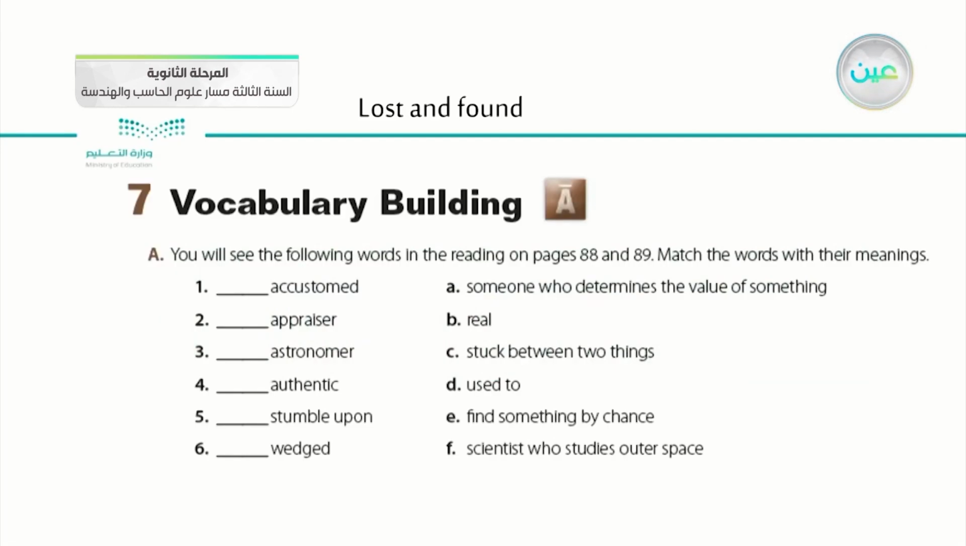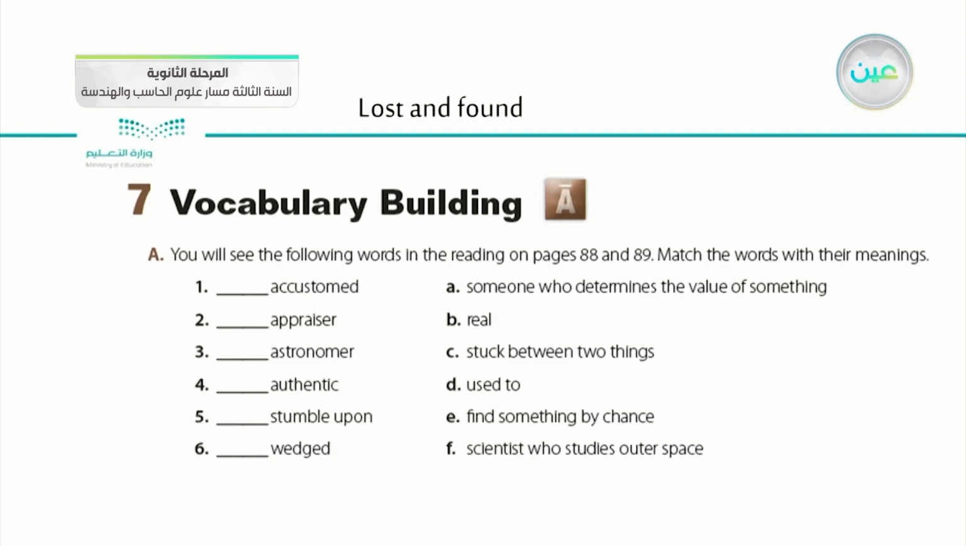In the previous lesson, we started with the vocabulary building. We had 6 words on the left side and 6 definitions, synonyms, and also explanations. We talked about the first one, which is accustomed. We said that when you regularly do something, that means you are accustomed to it. Number 2, appraiser is a person who determines the value of things.